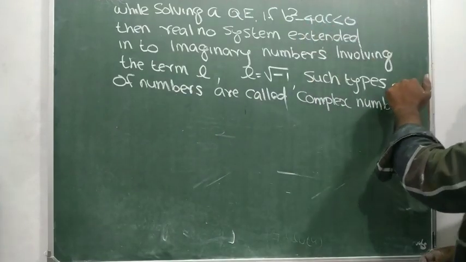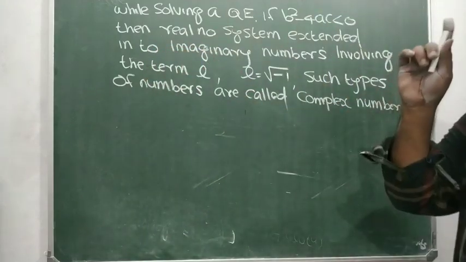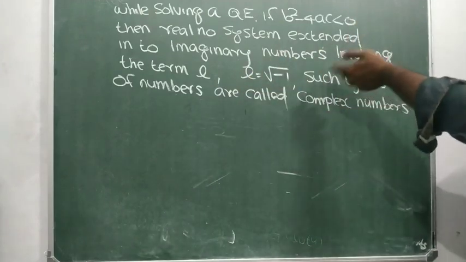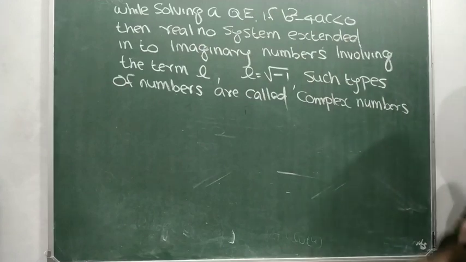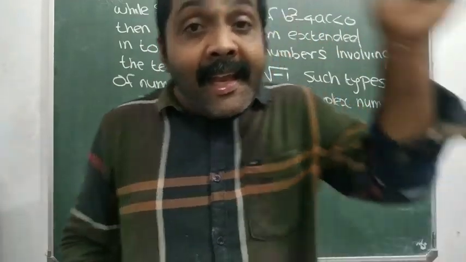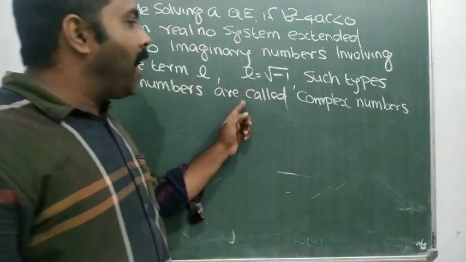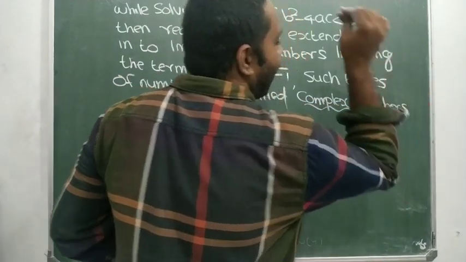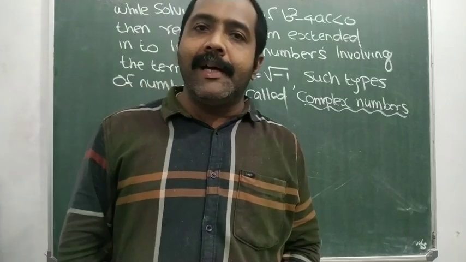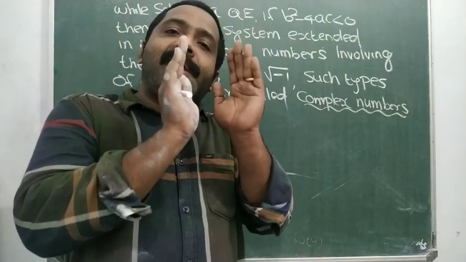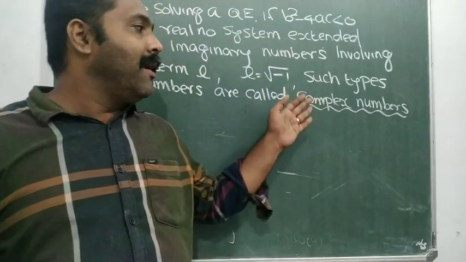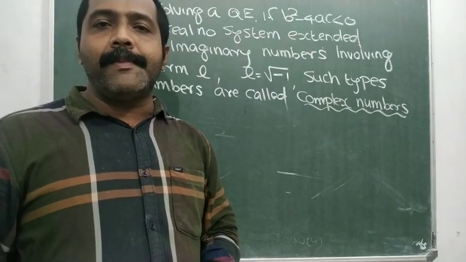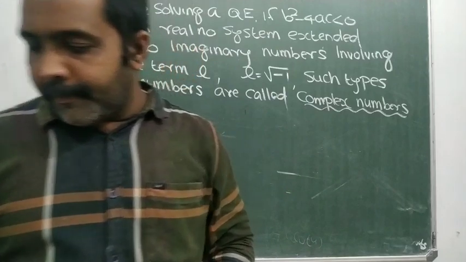Extended into imaginary numbers involving the term i, where i is equal to the value root minus 1. Such types of numbers, that is, the imaginary numbers involving the term i, are called complex numbers. Are called complex numbers. Clear the concept? Then make a note.